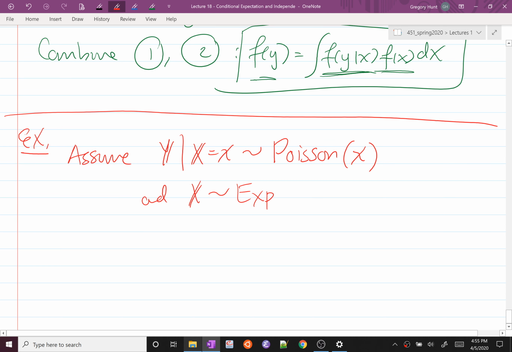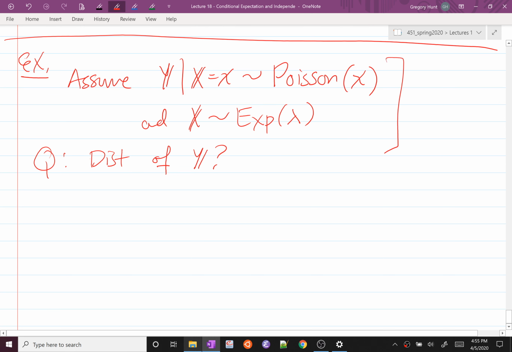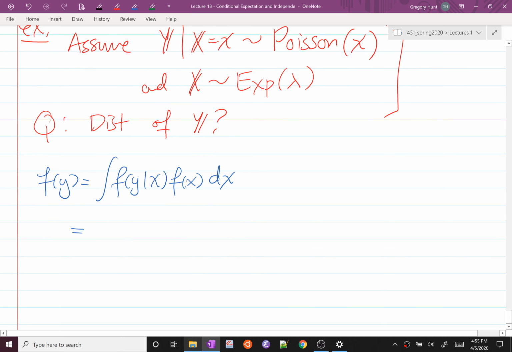And the question is, what is the distribution of y? This is used all the time in so-called Bayesian statistics. This is exactly the game you play, so this is the fundamental basis of it. Okay, so here's the problem. Y given x is Poisson, x is exponential. What is y distributed as? Our formula from above, the law of total probability, says I can get fy by taking f of y given x, multiplying by fx, and integrating with respect to x.